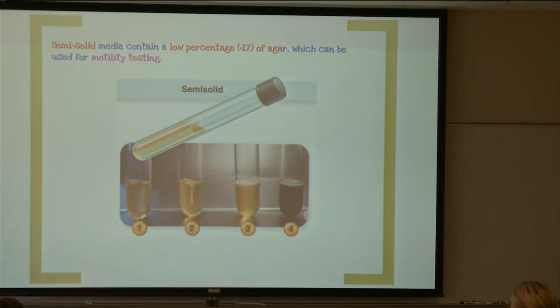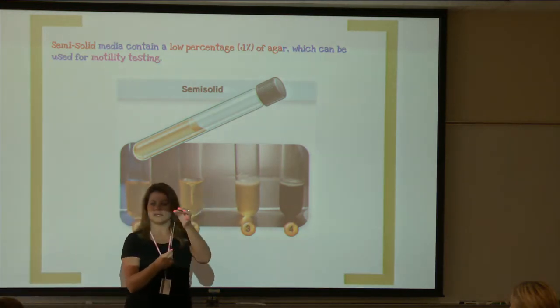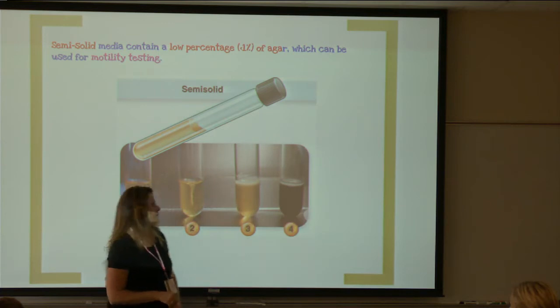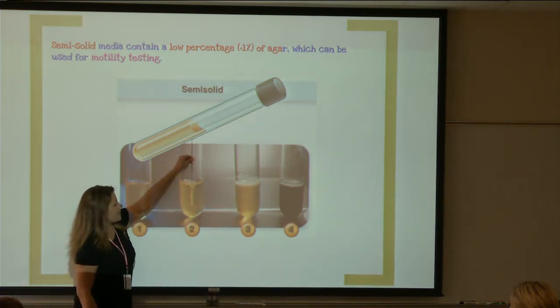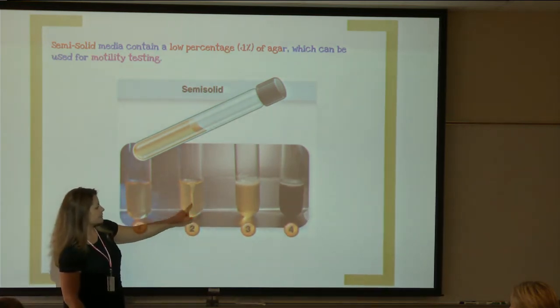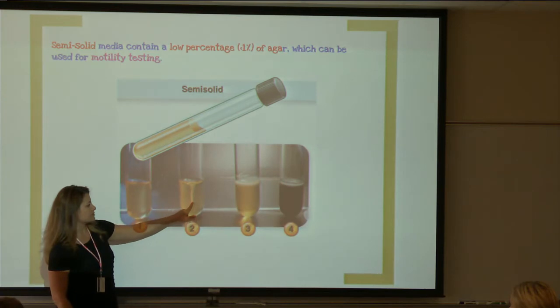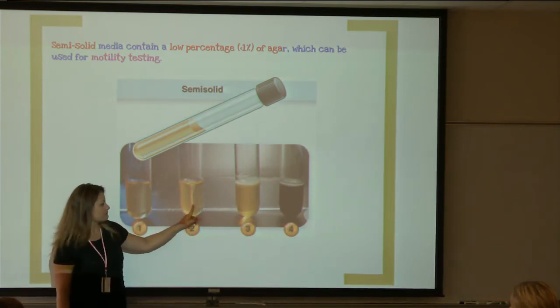So what you would do is you wouldn't use a loop. This has a loop on the end. You'd use a needle, so it comes to a point. Grab some bacteria. You stab about 3/4 of the way down, bring it back up. This is before you did an experiment. This is after. Here, you see where the bacteria grew, wherever you put it. That would mean it's not motile, because you put it here, that's where it grew.